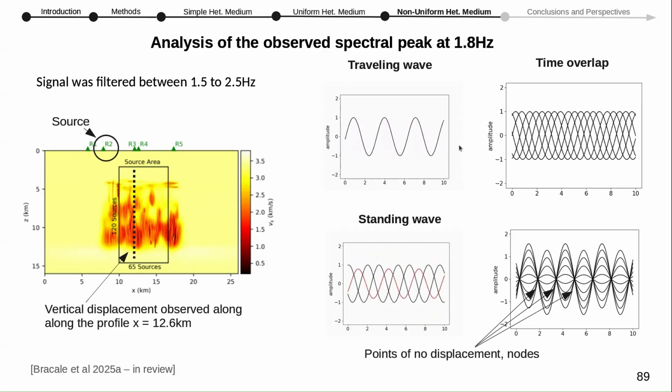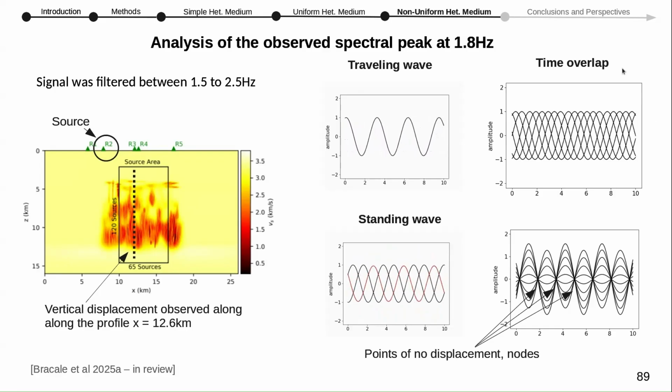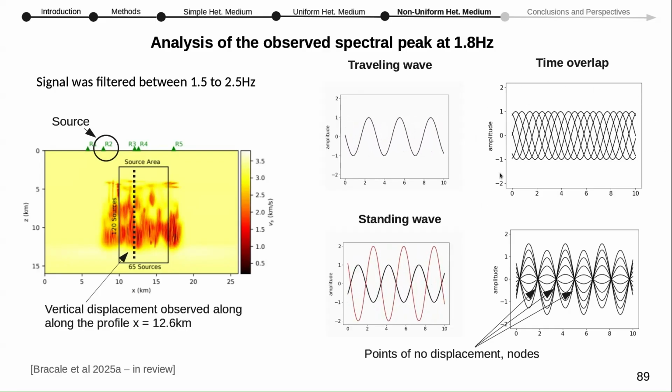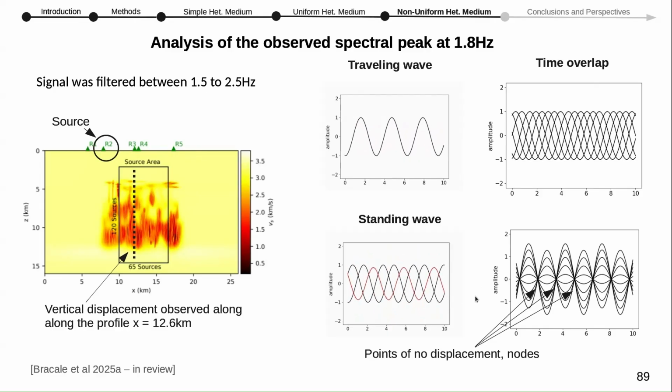The first is that if there are traveling waves, when we look at the time overlaps, we will see something that looks like this. But if there are standing waves, then in time overlap we would observe something that looks like this, in which there would appear points of zero displacement, the so-called nodes.